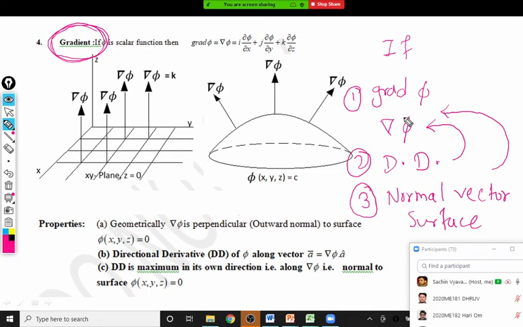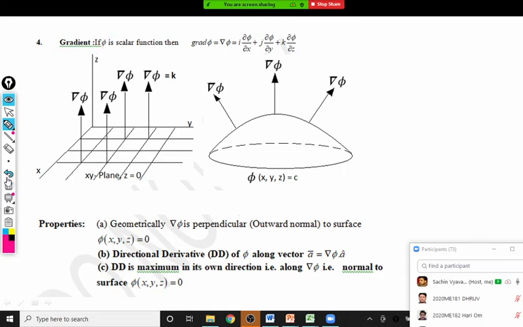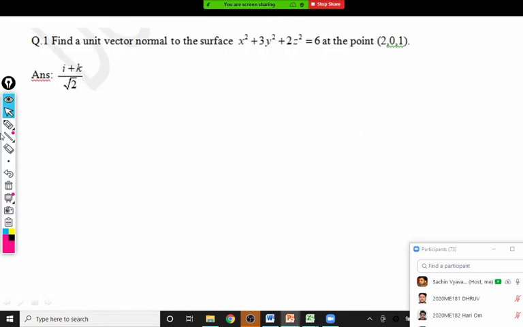That will be very useful in solving the examples now. We'll see which types of questions are coming in the exam. So question number 1 is here on the screen. The question is: find a unit normal vector to the surface at the point (2, 0, 1). So you should tell me what should be the first step.